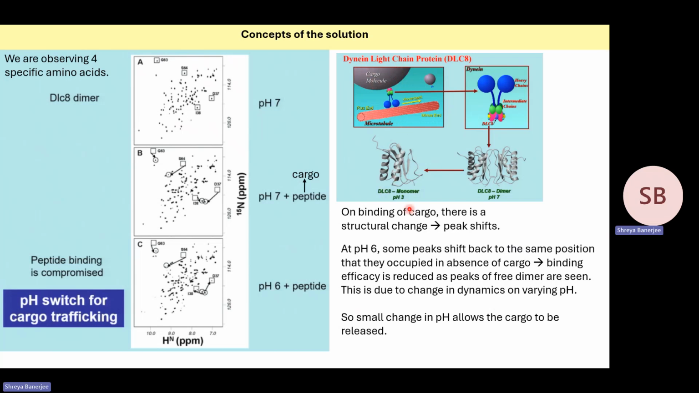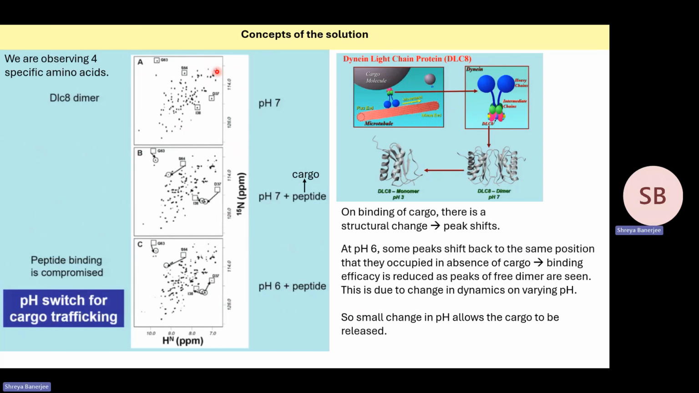So when it is a monomer at pH 3, it remains as the native protein. At pH 7, it becomes a dimer. And when it is a dimer, it is able to connect to this cargo molecule and carry it from one end to the other. So how can this be studied? Basically, we can do pH dependent HSQC NMR. So this is 1H on the x-axis, 15N on the y-axis.